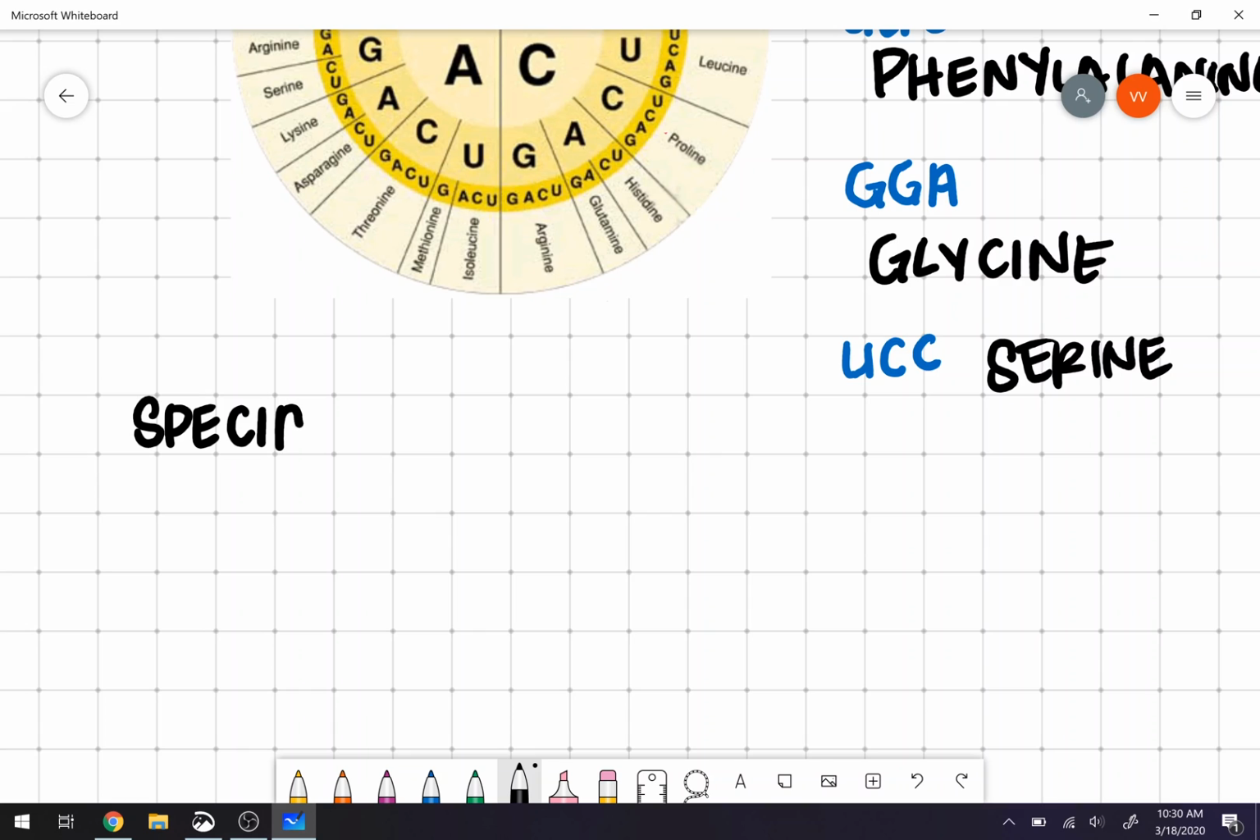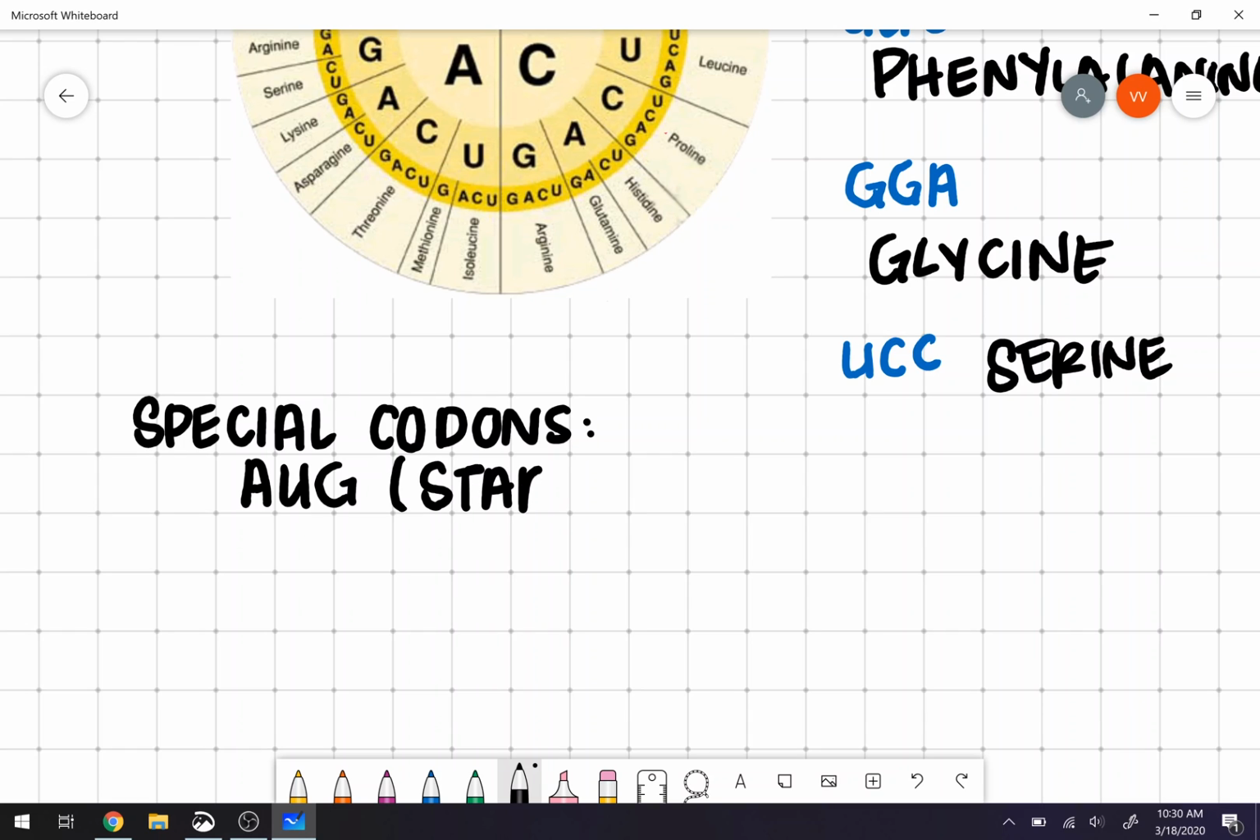Now there is a special codon, AUG. I like to remember it as AUG-O. It is going to be your start codon. And it always codes for one amino acid, and that amino acid is called methionine. Every protein starts off with methionine because that's the start codon. It tells the ribosome to start here.